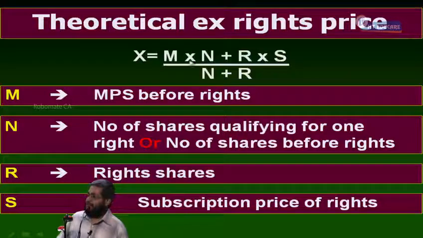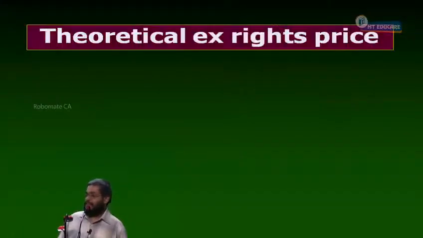What subscription price? 3.2. 4 into 3 plus 1 into 3.2 divided by N plus R. These are 2 new shares and not old shares, right shares. He is going to give me the X rights price. Are you following or not? No. That's how the number has been substituted.